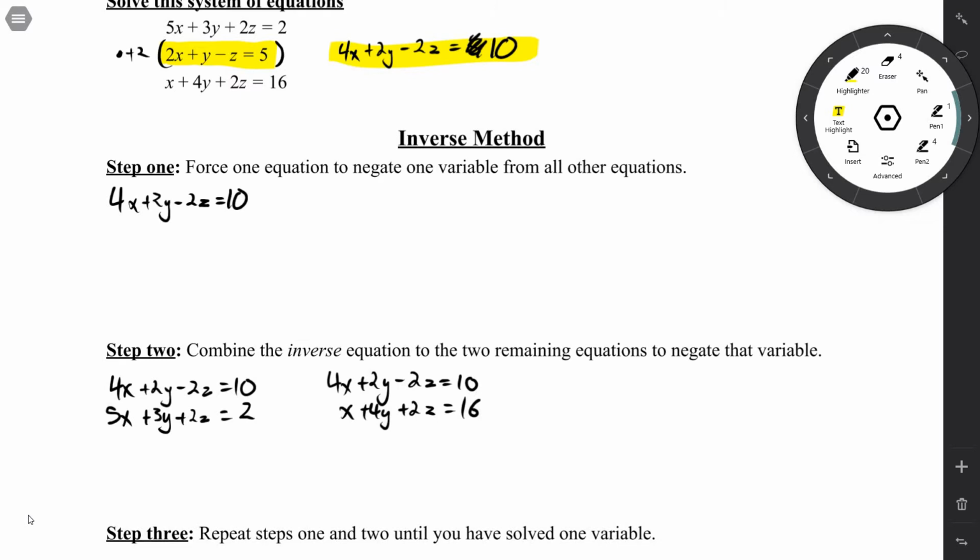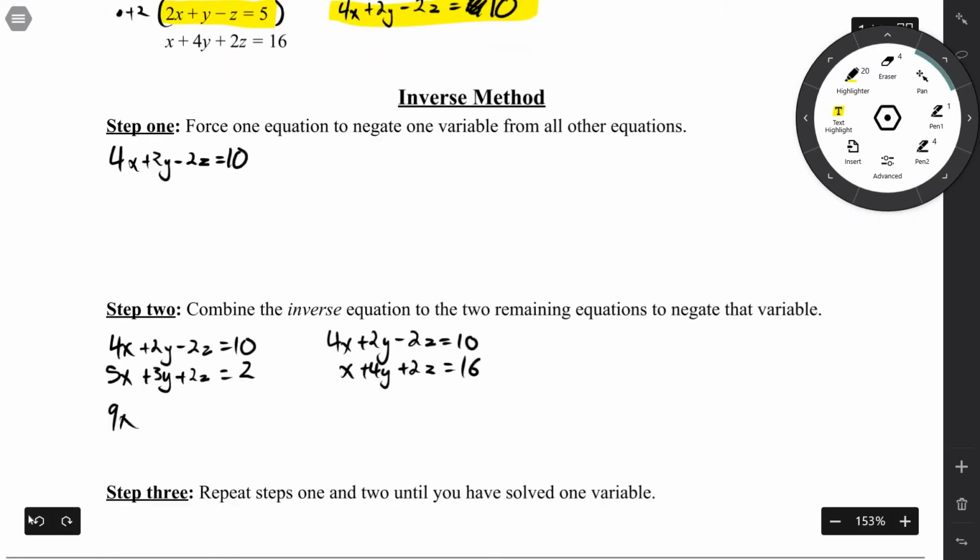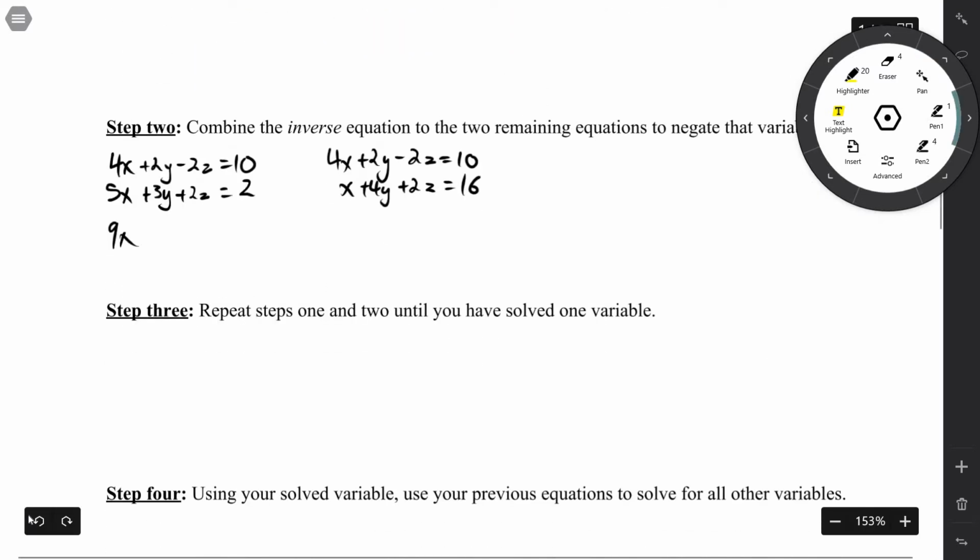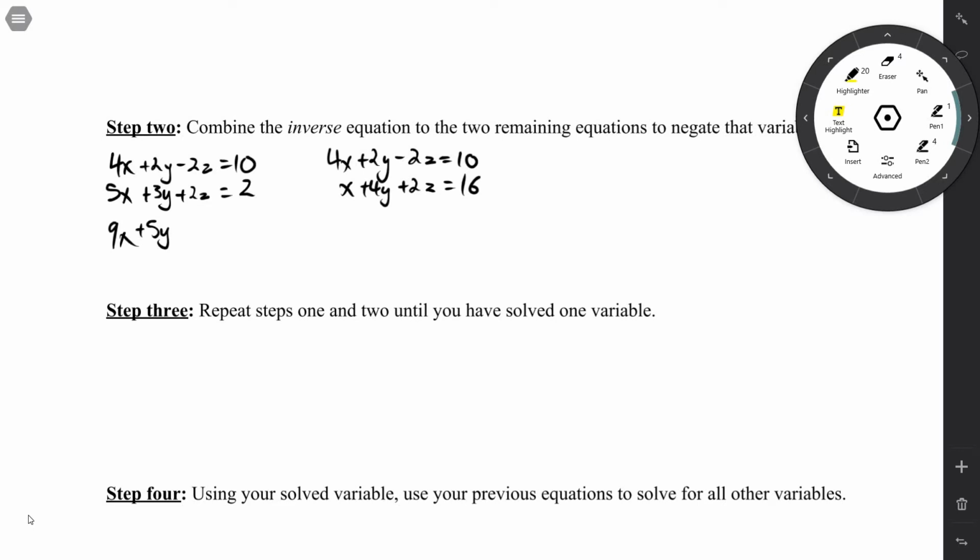So we get 9x plus 5y. There are no more z's to worry about. The negative 2z and the positive 2z cancel each other out, so that equals 12. Same thing with this one over here. We get something slightly different: 5x plus 6y equals 26.